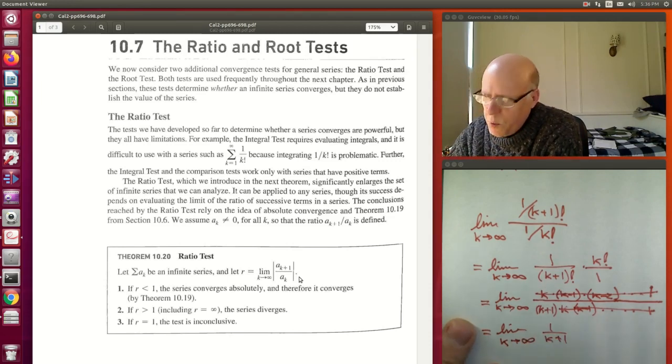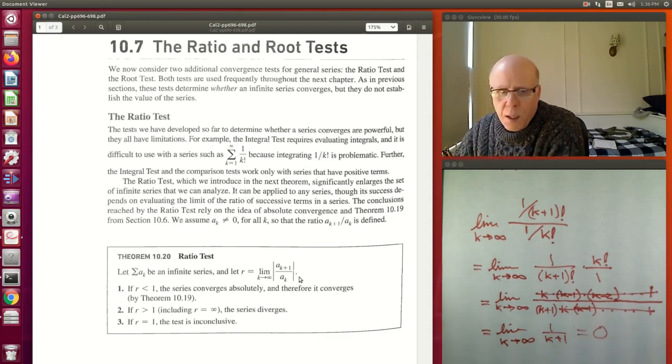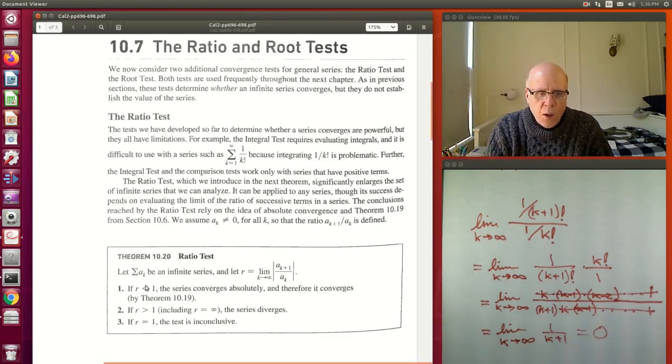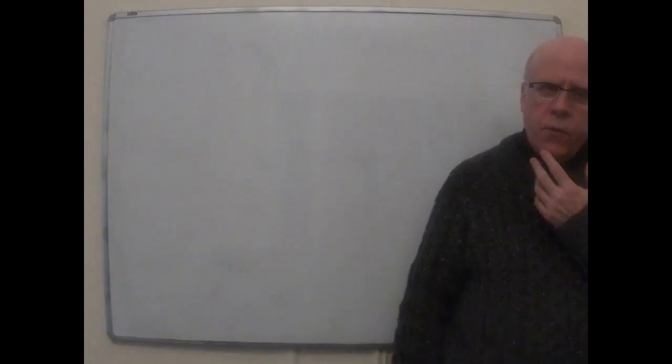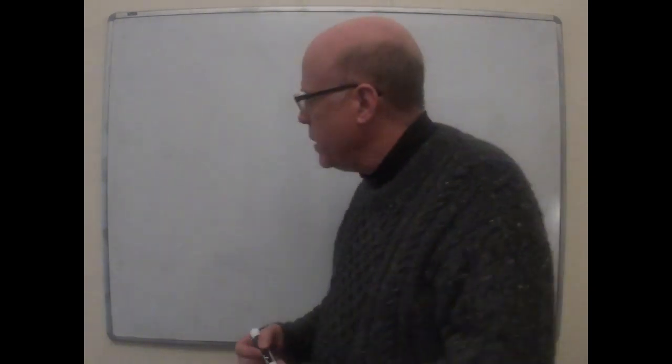Which is an easy limit to evaluate. That's 0. Yay. So what does the test tell us? The R is definitely less than 1. This thing for sure converges. That's what the test tells us. So we've just looked at the ratio test in the book.